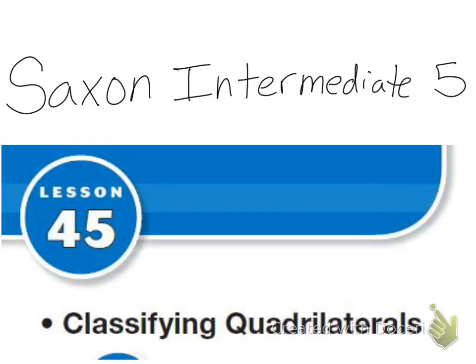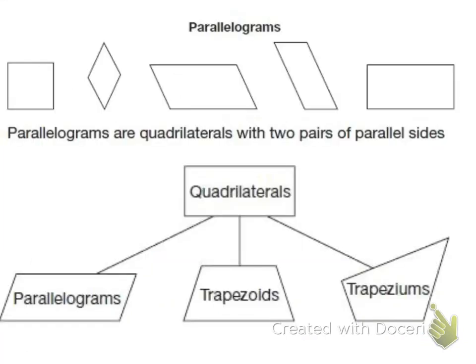Hello everyone, today's lesson is lesson 45, classifying quadrilaterals. So remember that quadrilaterals are polygons with 4 sides. All of these shapes are quadrilaterals because they all have 4 sides, but they all have different shapes. Now, we can classify or sort quadrilaterals into different types, such as squares, rectangles, parallelograms, and trapezoids.